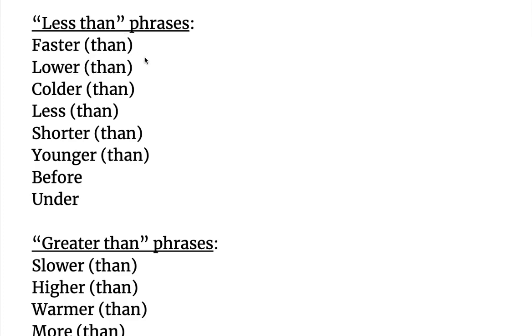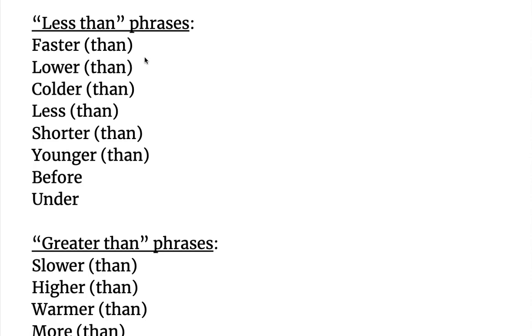So faster or faster than would be indicating that something is going faster, and faster would mean that you're using less time. So that's why this one is the less than symbol. Lower than means that it would be less than as well. You have a smaller number. Colder, remember the further down in a thermometer, the colder you get. So the smaller the value, the colder you get. So that's also a less than symbol.